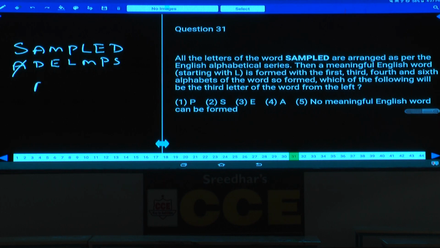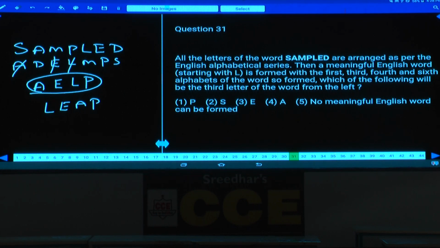What is the first letter here? A. Third letter is E, and fourth letter is L, and what is the next one here? Sixth letter is P. Now with the help of these four letters A, E, L, P, starting with L, what is the word that can be formed? Yes, tell me what is the word? L-E-A-P, leap. Leap is the word that can be formed.